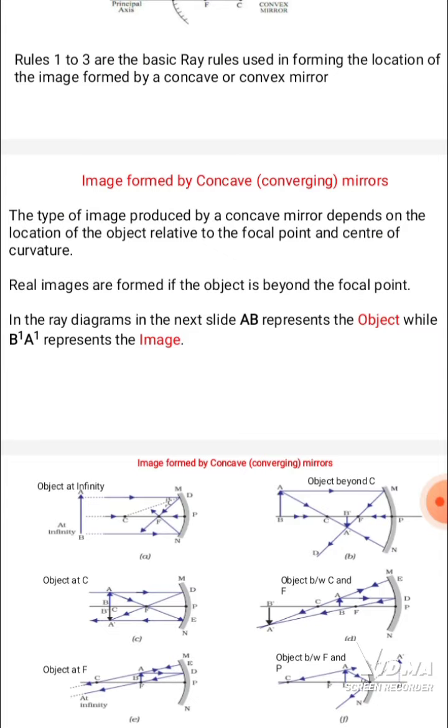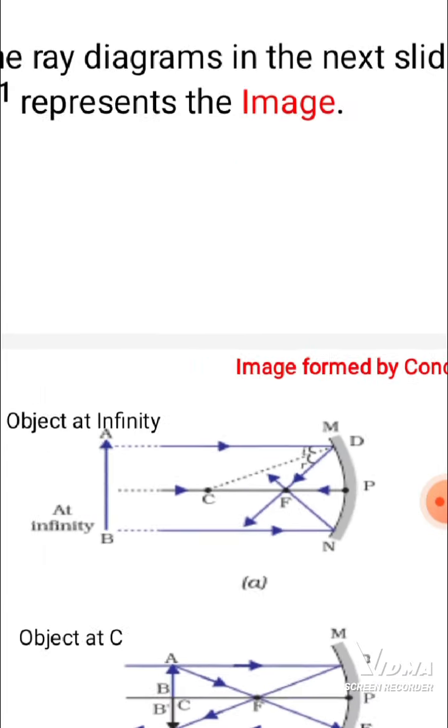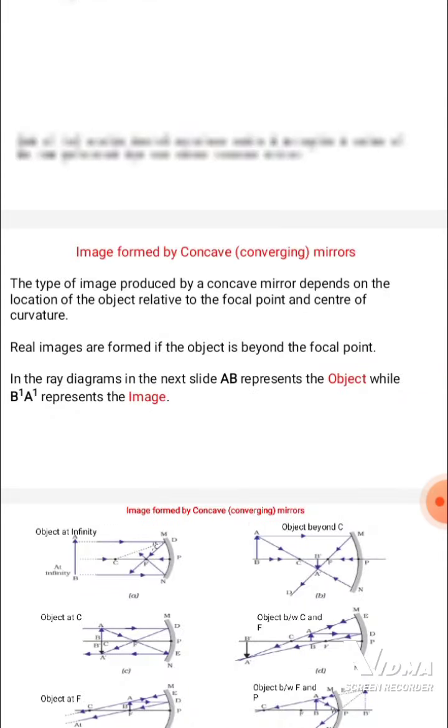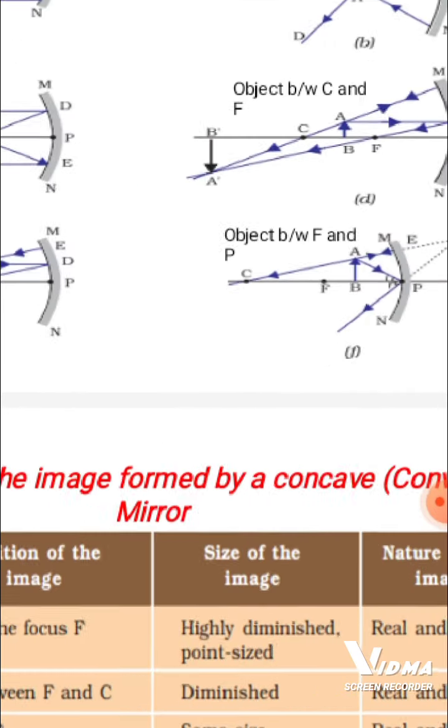So look at what happens here when the position of the object is at infinity. When the position of the object is at infinity, then the position of the image is at the focus. Then the size of the image formed is that it is highly diminished and of course a point-sized image. That's why it is difficult for you to locate it at point F. Then the nature of the image formed is that it is real and inverted.